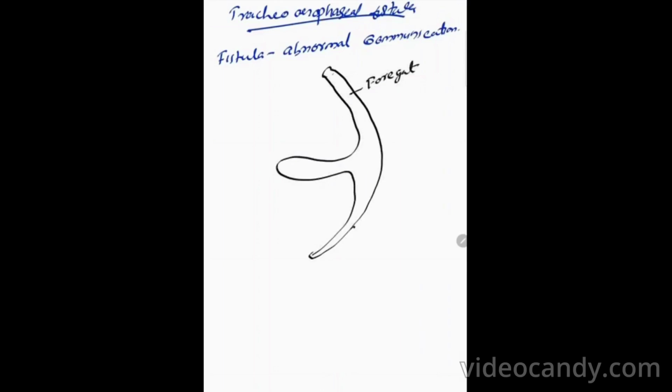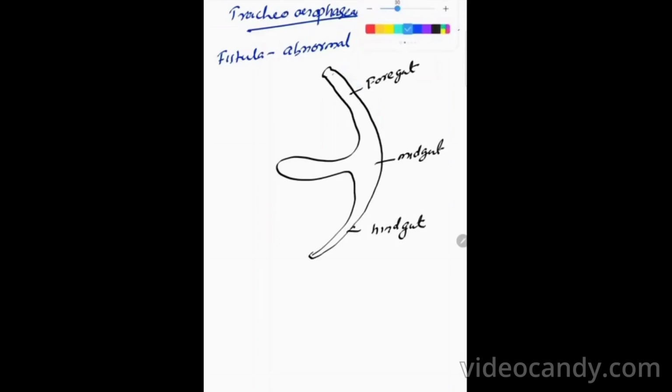Now, what is the anatomical basis of tracheoesophageal fistula and how does it form? Before that, you might remember a diagram like this. This is the developing gut. This is the foregut, here comes the midgut, and this is the hindgut. You know that, right? It happens in front of the vertebral column, and behind here we have the vertebral column.